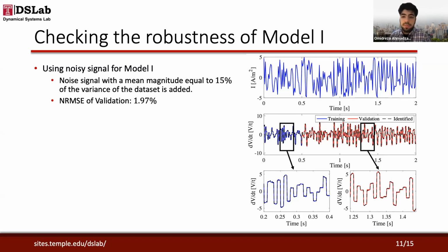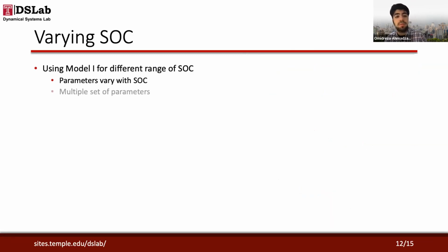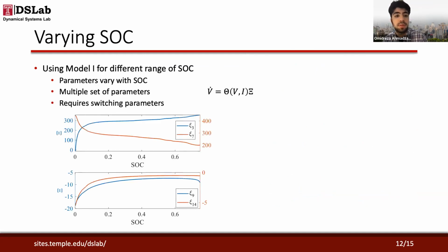Now for varying SOC, we use model 1 for different ranges of SOC, which means that for each value of the SOC, we use model 1 and find one value of the parameters. We notice that the parameters vary with SOC, but they have a smooth trend, so you can use multiple sets of parameters, which requires switching parameters for each value of the SOC. Here is the trend of the parameters for the whole range of the SOC for model 1.